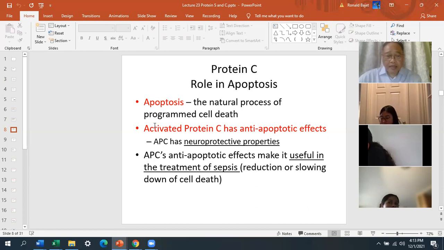anti-apoptotic effects. So APC has neuroprotective properties, and its anti-apoptotic effects make it useful in the treatment of sepsis. So when you have dying cells or cells that cause necrosis, for example, what APC does, it'll prevent the breakdown of tissue and the breakdown of cells, and it'll slow down cell death, not necessarily to form those zombie cells, those zombie leukemia cells, but it'll make the dying process a little bit smoother, and it'll just slow down cell death.